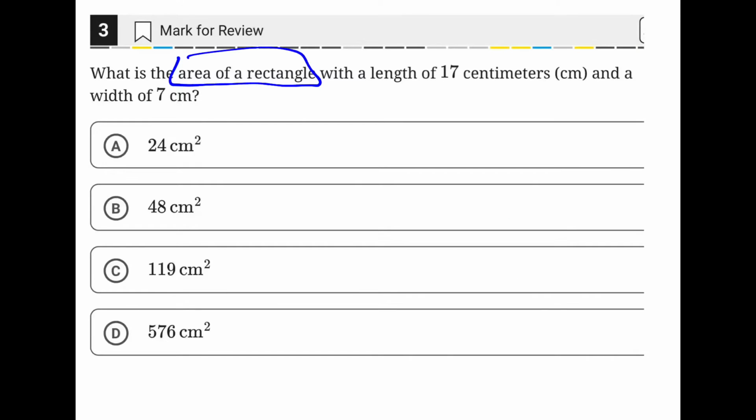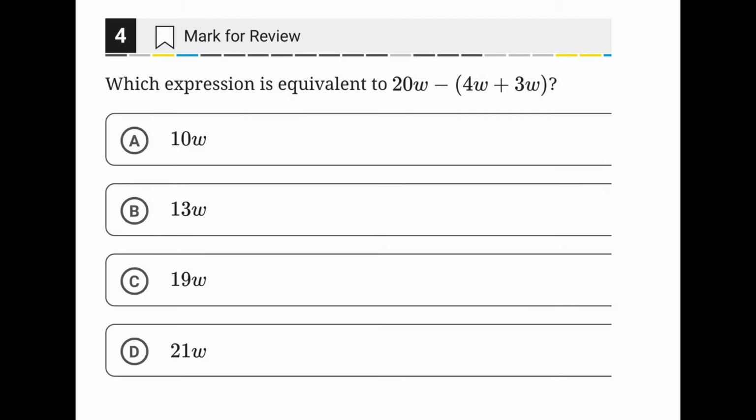Area of a rectangle is length times width. So here that's going to be 17 times 7. 119 centimeters squared. The minus is distributed to each of these, so this becomes 20w minus 4w minus 3w, and we're left with 13w.